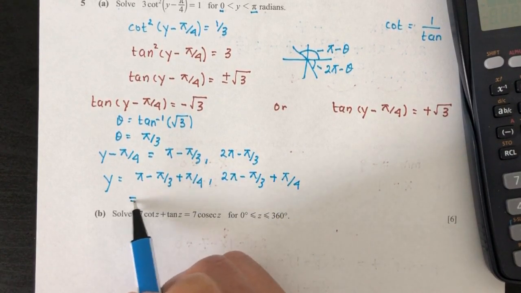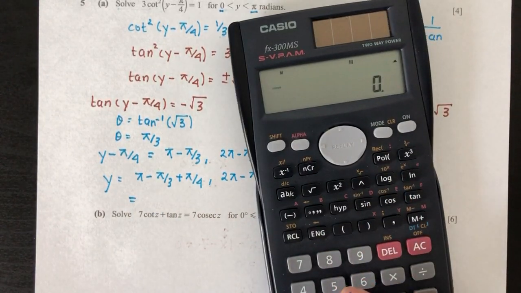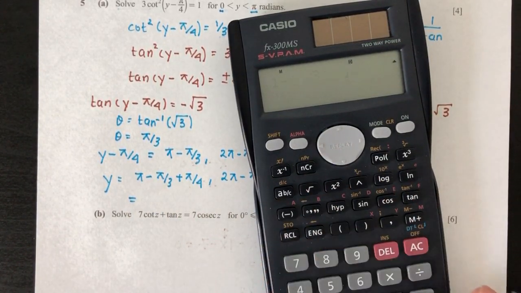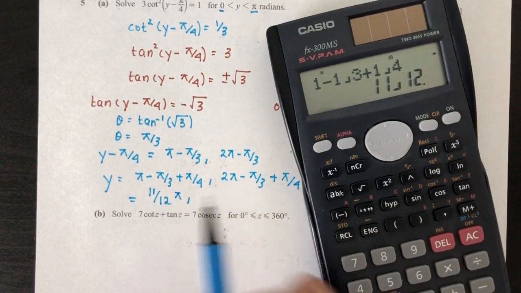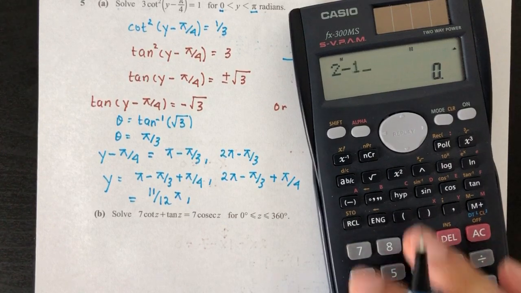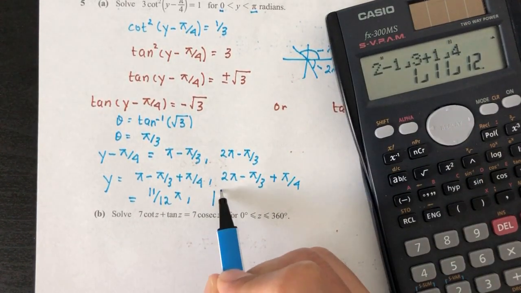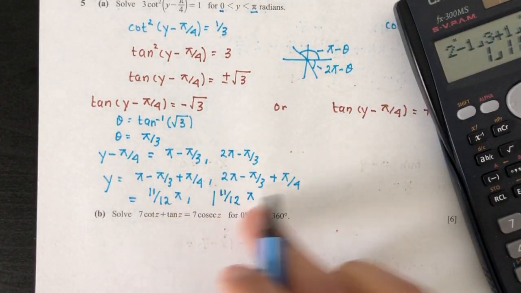Okay, let's solve. If you factorize pi outside, you will have just numbers. So 1 minus 1 over 3 plus 1 over 4, that will be 11 over 12 pi. Or it can be 2 minus 1 over 3 plus 1 over 4. That should be 11 over 12 pi. That is for the first two values.